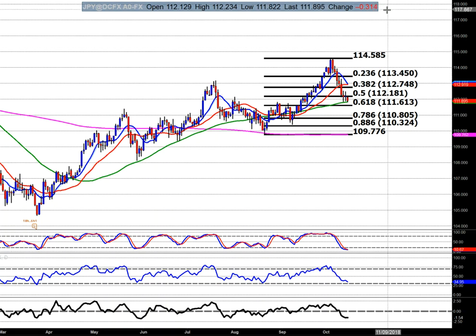Okay, I think that's it for dollar yen. It's all very self-explanatory. You can see all the levels on there that I've done.